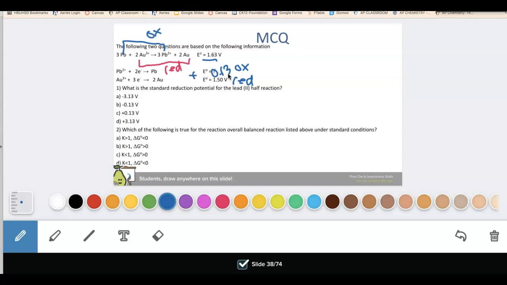But this is 0.13 when it's being oxidized, and they didn't ask for its oxidation. They asked for its what? Reduction potential. So what is it? Negative 0.13, because the lead isn't actually doing this reaction. The lead is doing the reverse of this. So if its oxidation potential is 0.13, its reduction potential is the opposite of that.